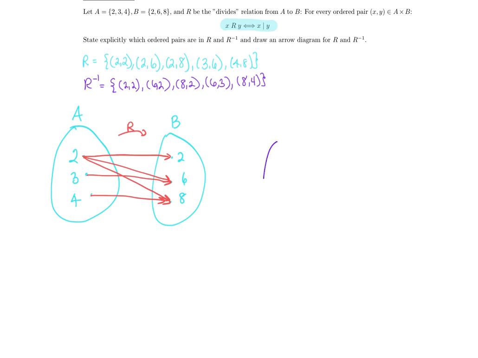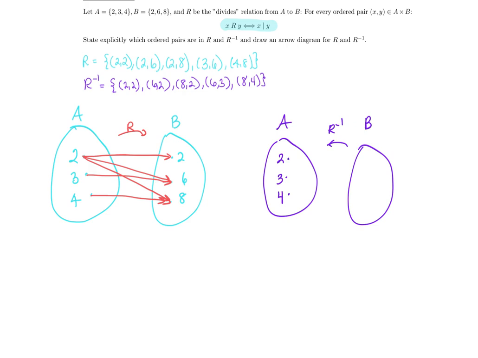Let's look at an arrow diagram from A. Ooh, that was not good. None of these are really that good. I'm not a great artist. From A to B, let's look at our inverse relation, which would really go not from A to B, but from B to A. A still has 2, 3, and 4 in it, and B still has 2, 6, and 8.